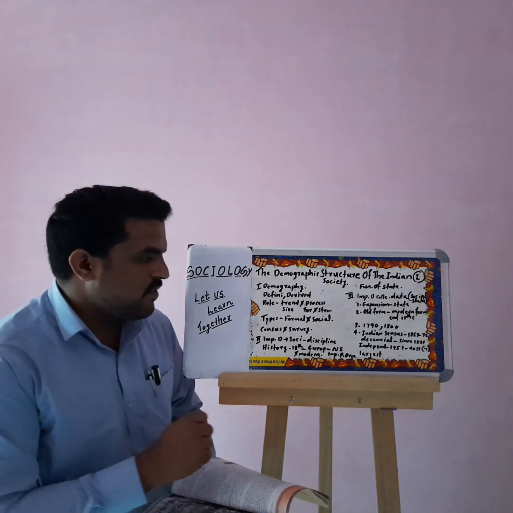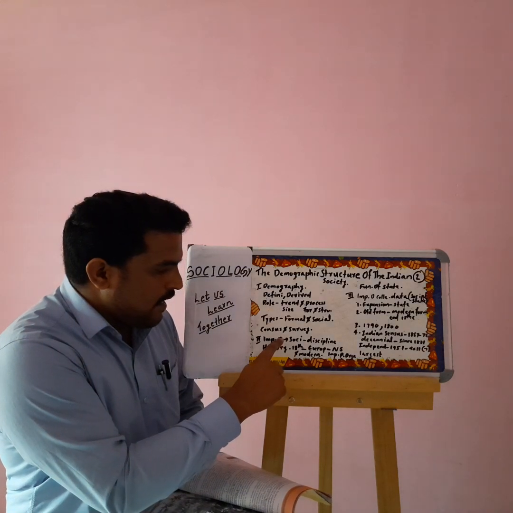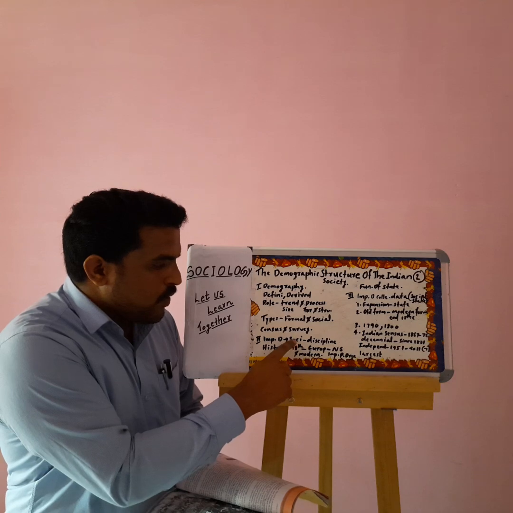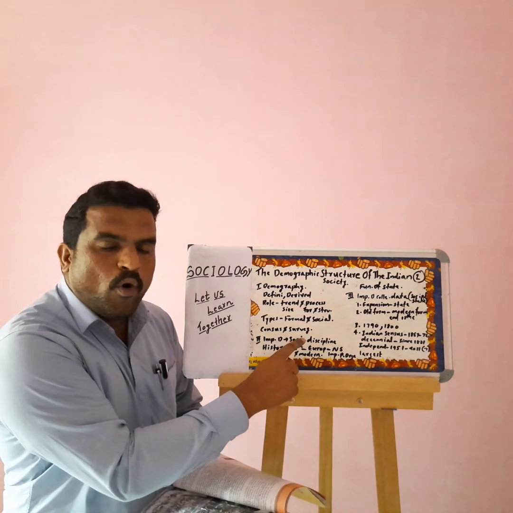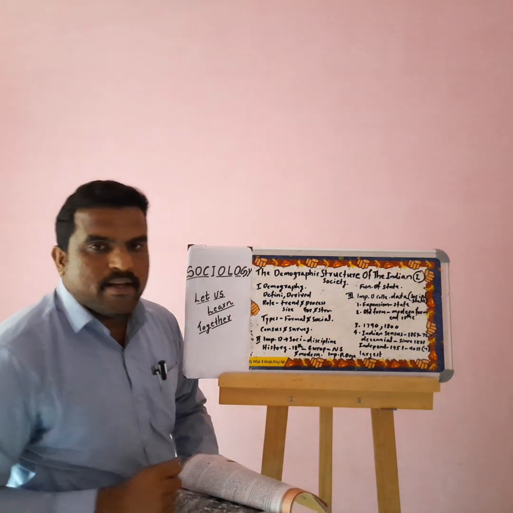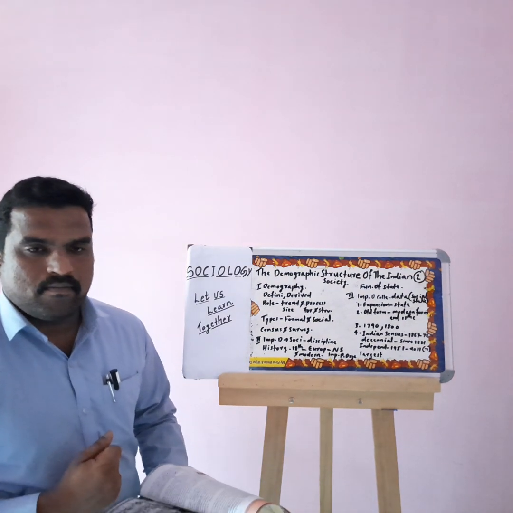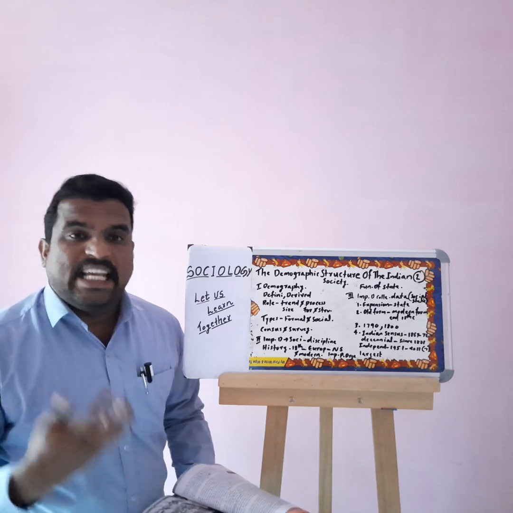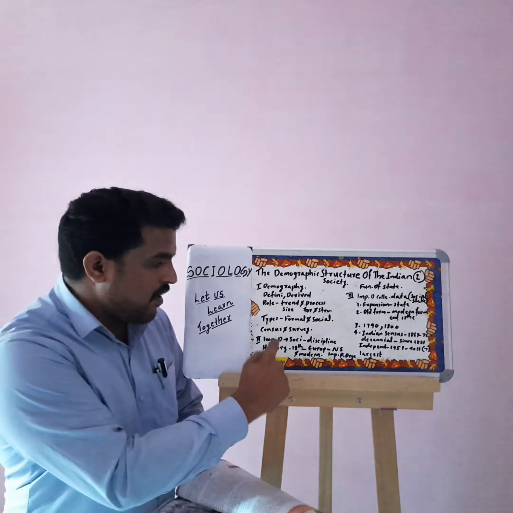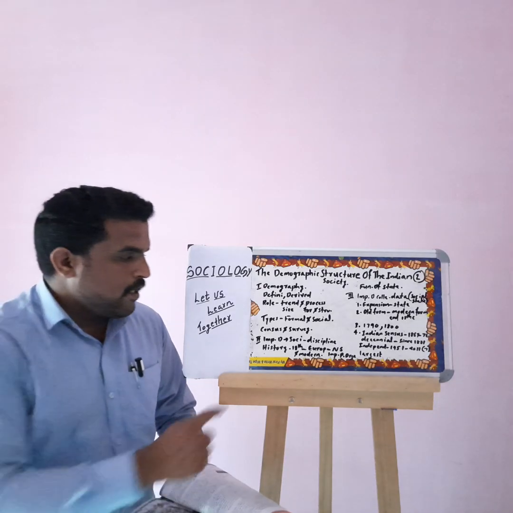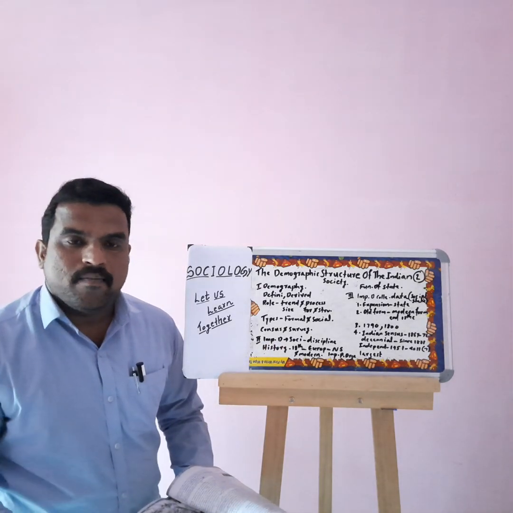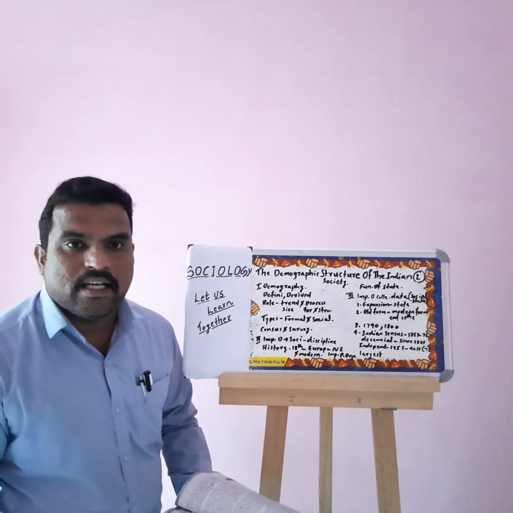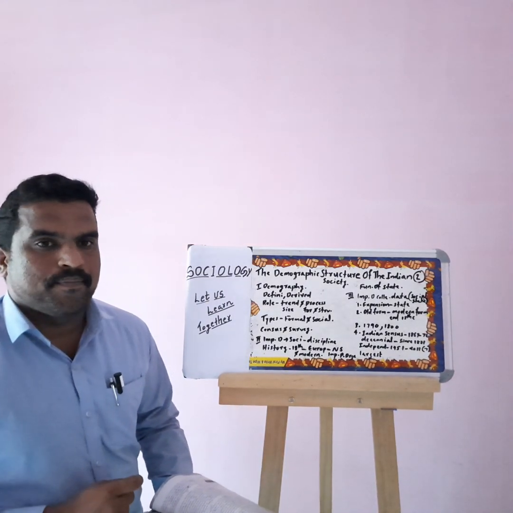So the first point is that demography and sociology are connected to each other, because when sociology came as a discipline, a branch of study, its importance was increasing because of demography. Demography helps sociology to come as a branch of study in a successful way.